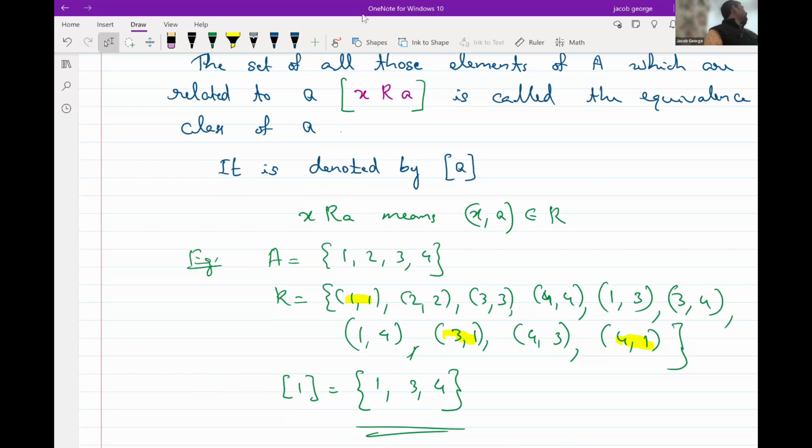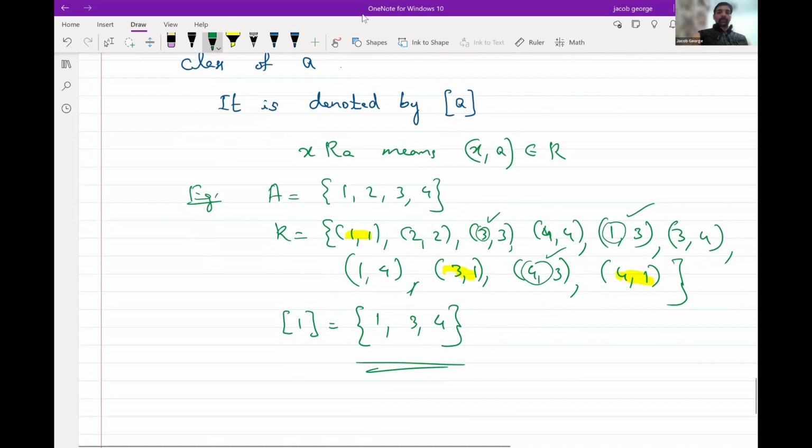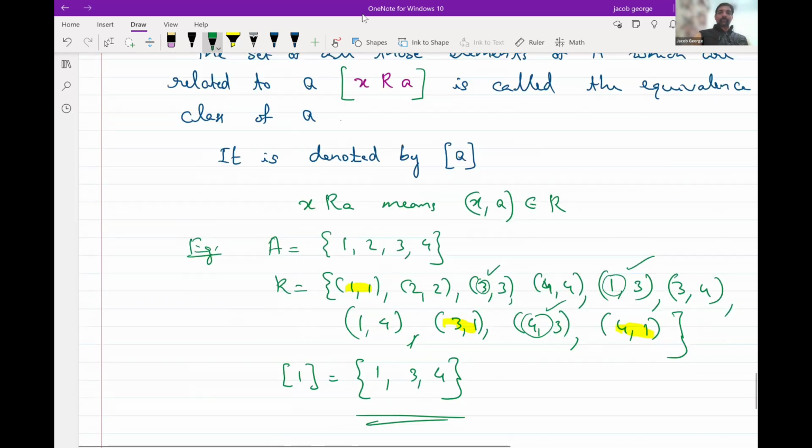3, 1, 4. That means for these pairs, you can see (3, 3). In this one, 3 we take because it is related to 3. Then (1, 3), we take 1, and (4, 3), we take 4. So that is the equivalence class of 3. Clear? So the equivalence class definition, hope you all understood.